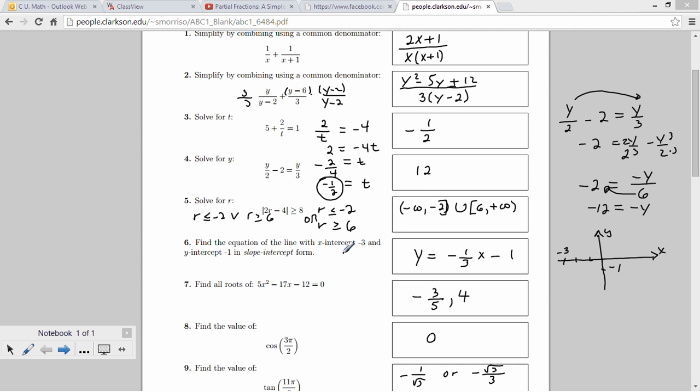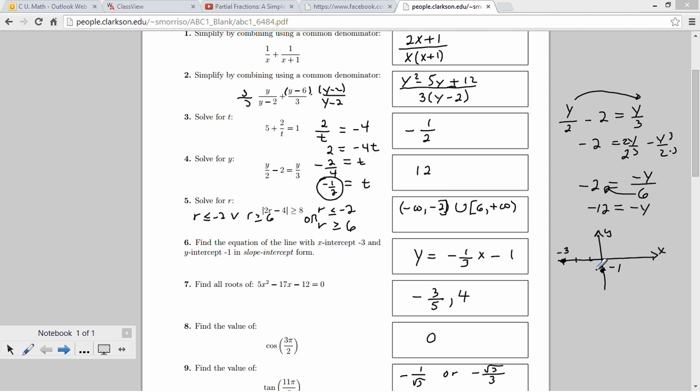Values in either of those two intervals would work. Number 6, little sketch over here. We've got an x-intercept of -3, so it's going to go through there, and a y-intercept of -1, so it's going to go through here, right?